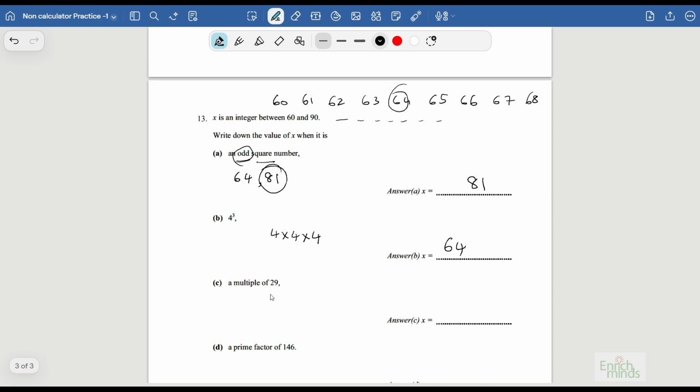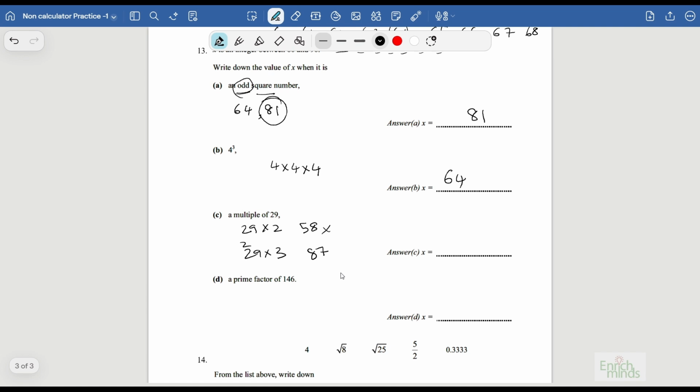A multiple of 29. What number do you get in the times table of 29? So 29 times 2: 2 nines is 18, 2 twos is 4, so 58. Well, 58 is less than 60, so this is not a possible answer. Let's go with 29 times 3. 3 nines is 27, 3 twos is 6, plus 2 is 8, so 87. 87 is between 60 and 90. It is one possible number in our list, and that's a multiple of 29. So 87 is the answer for this.